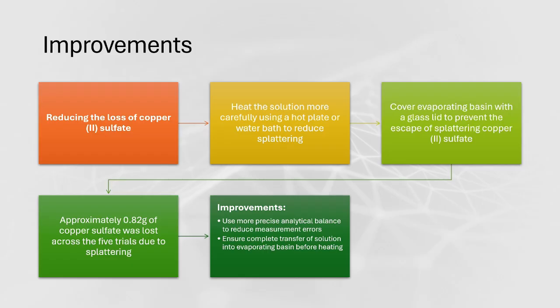Several improvements would immediately increase the accuracy and reliability of this investigation. The most significant of them would be replacing the Bunsen burner with a hot plate or water bath, providing controlled heat below the boiling point and eliminating splatter, ensuring the full mass of copper sulfate is retained in the basin for weighing. Also, using a desiccator would further reduce the measurement uncertainty.